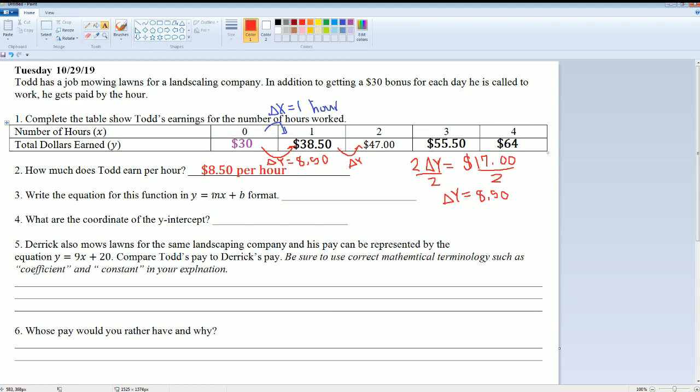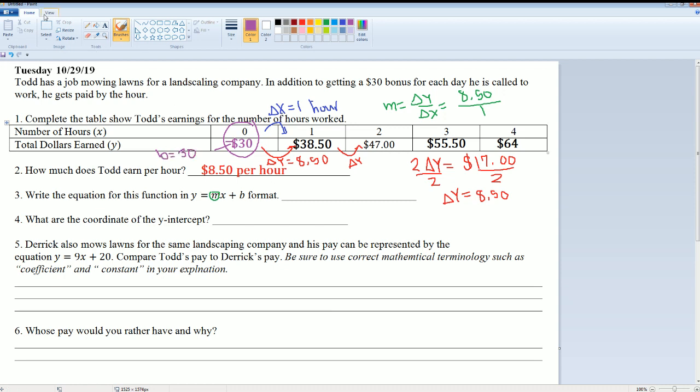Write the equation of this function in y equals mx plus b format. To do that, first we need the m, which is your slope. We have delta y and delta x. So m is equal to delta y over delta x, which is 8.50 over 1. So that is your slope. Now let's grab our y-intercept. Our y-intercept is the one here because it has 0 for x. So b is going to be equal to 30.